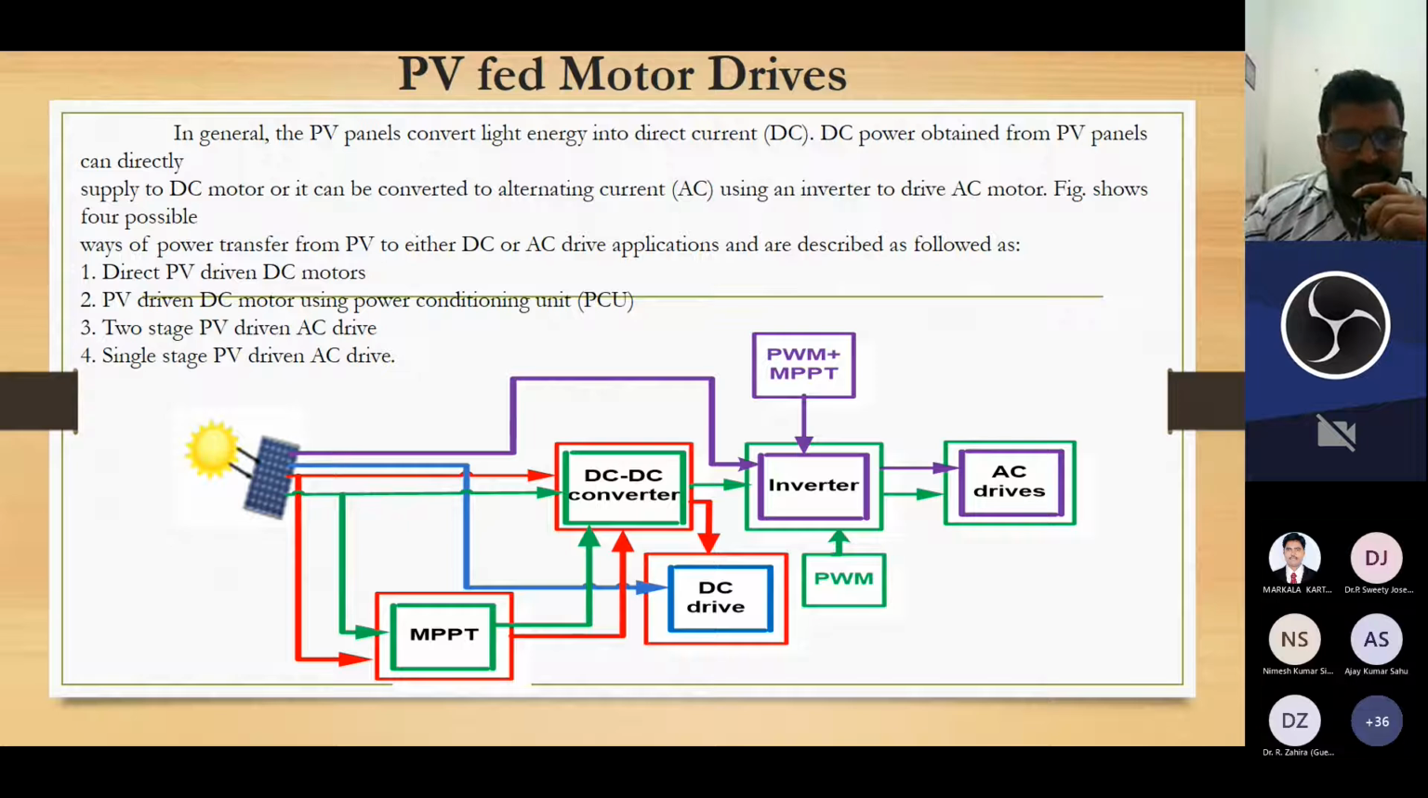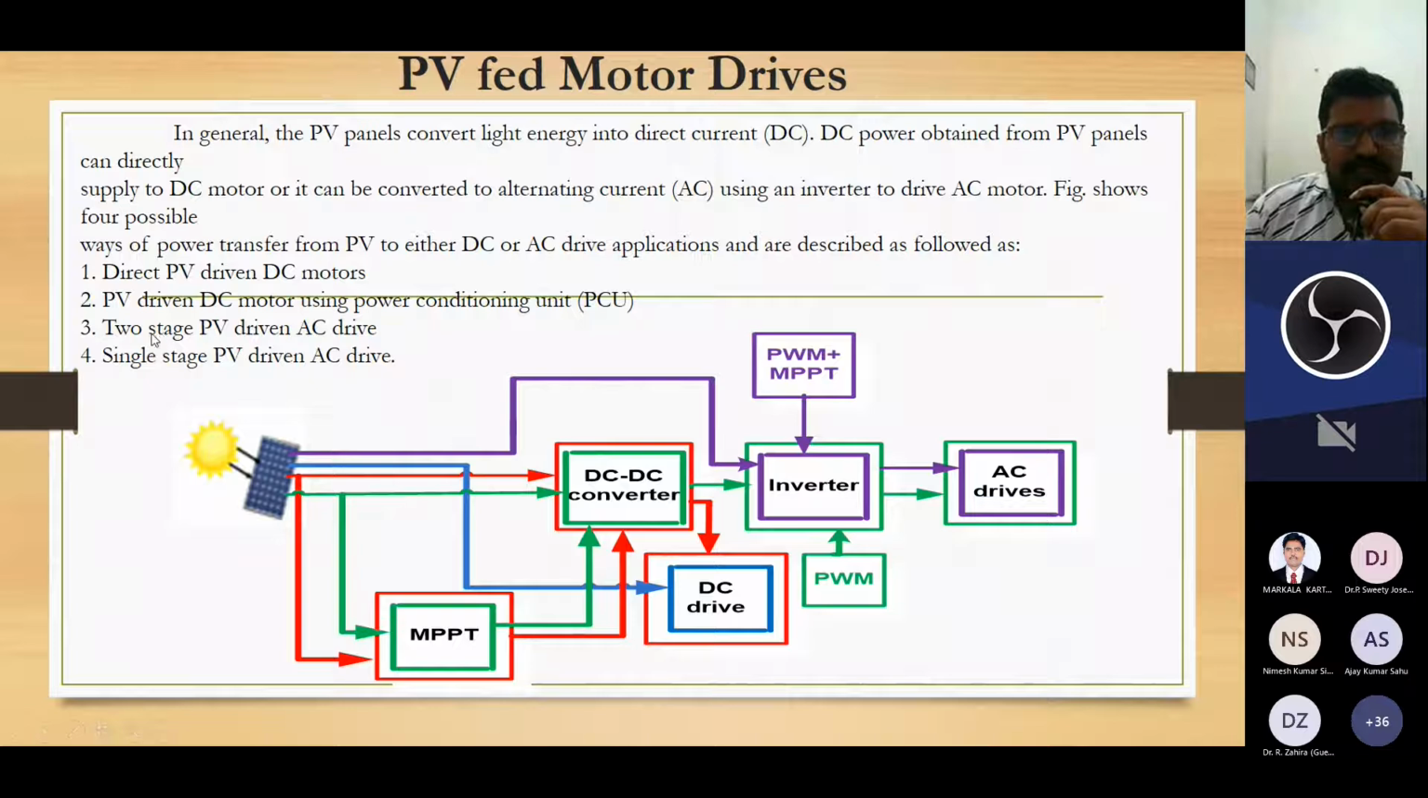The second possibility is a PV driven DC motor using a power conditioning unit. We are well aware that the losses in the PV panel are high. In order to increase the efficiency of the PV panels, we use a power conditioning unit, which is nothing but a DC-DC converter along with an MPPT. In the red line path, the power from the PV is transferred to the DC-DC converter, and an MPPT algorithm is applied to that DC-DC converter. Then after achieving the maximum power, it drives the DC motor.